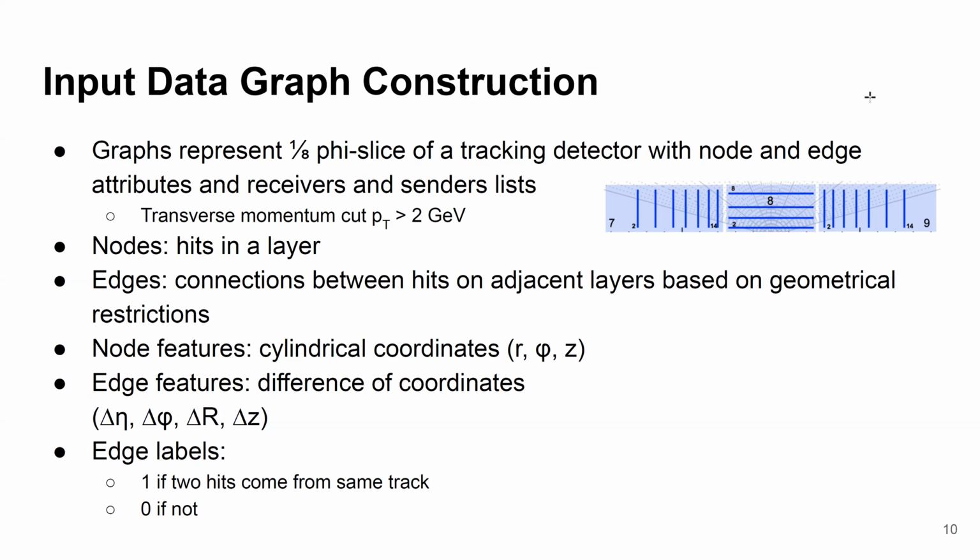Just that, the choices made on this slide impact the size of the graph. So the PT of 2GeV cut reduces the size of the graph, splitting the detector into 8 phi slices and 2 eta slices also reduces the size of the graph. So you have multiple of these graphs that are variable size per event. Yeah, that's exactly right. Okay, thanks. I'll catch up. Sure.